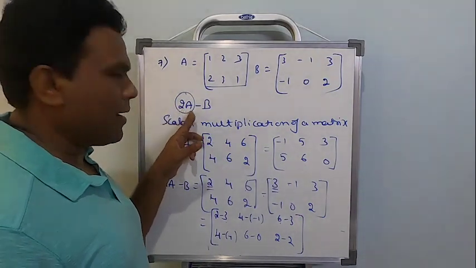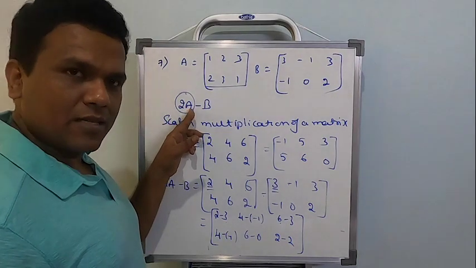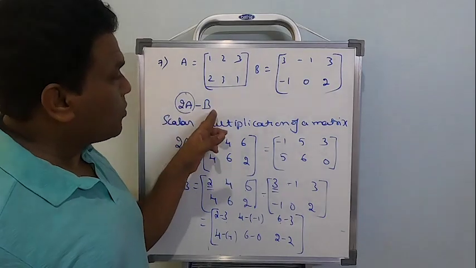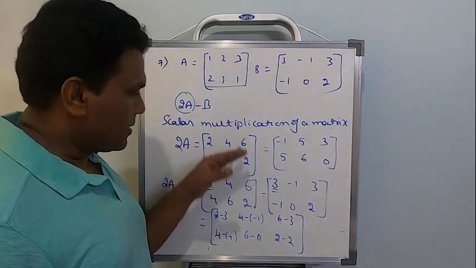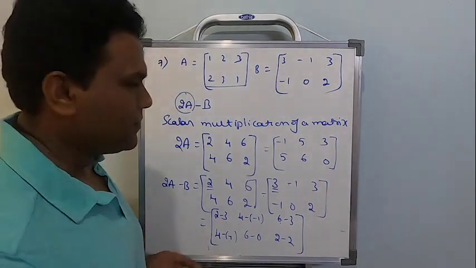So when I say 2A minus B, you have to just remember, first 2 has to be multiplied to each element of matrix A. That is scalar multiplication. Whatever you get, subtract matrix B from it. So stepwise I am explaining each and everything.